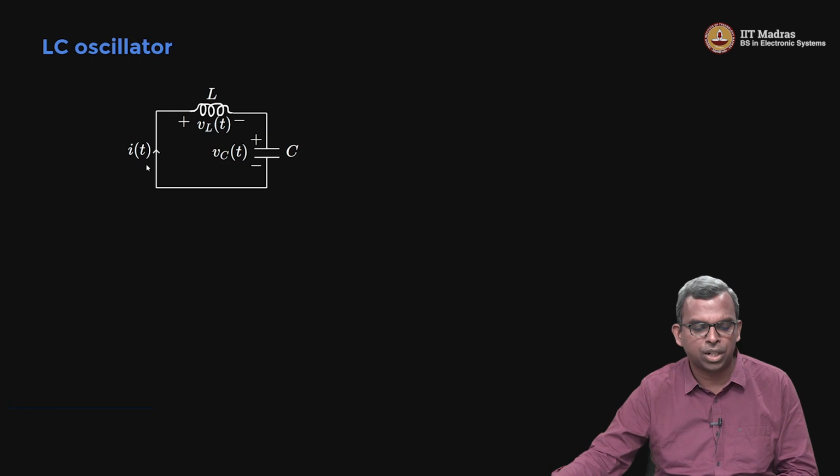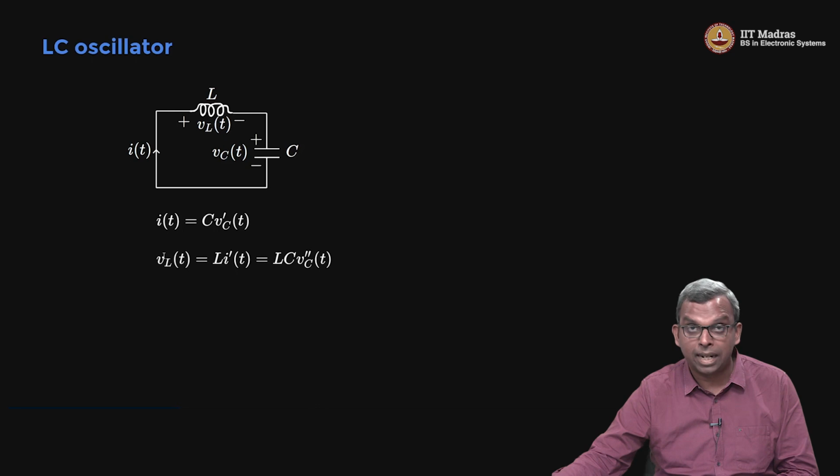What is our equation now? The current and the voltage across the capacitance are related. That's the first equation I'm going to write: I of t equals C times Vc prime of t. Easy enough to write. Next, once this current starts varying through the inductance, a voltage will develop there, related as VL of t equals L times I prime of t. This we also know.